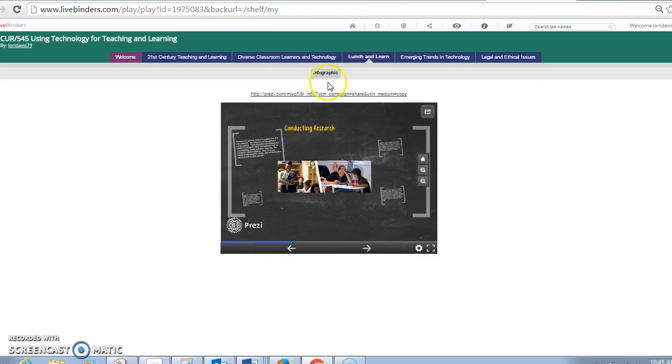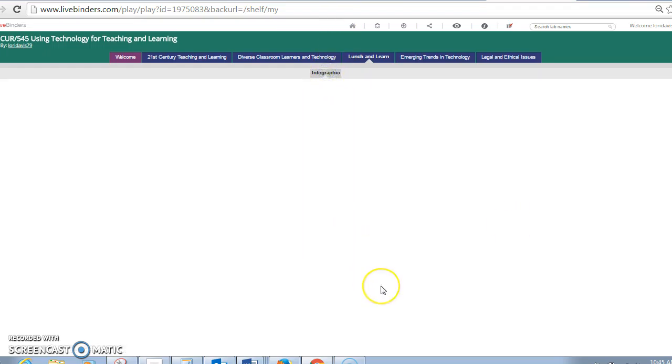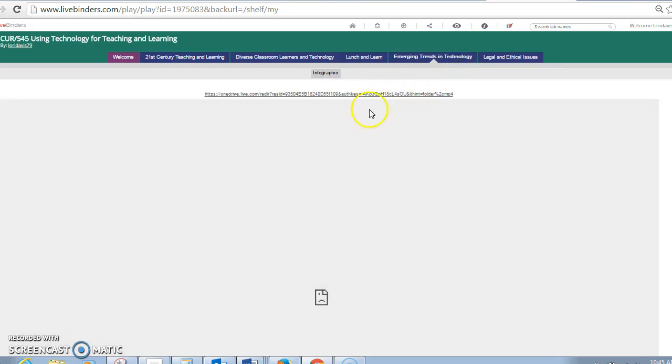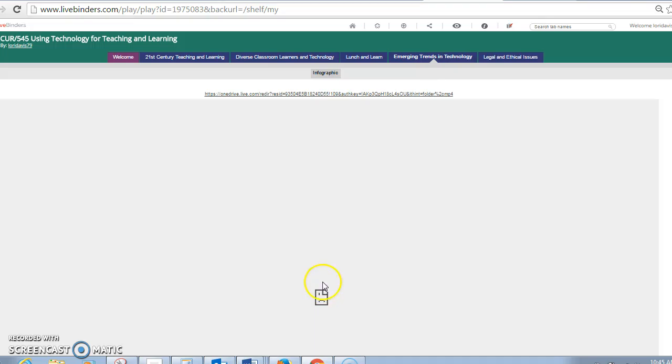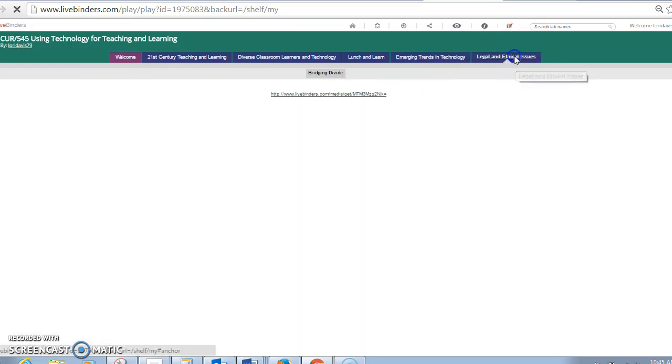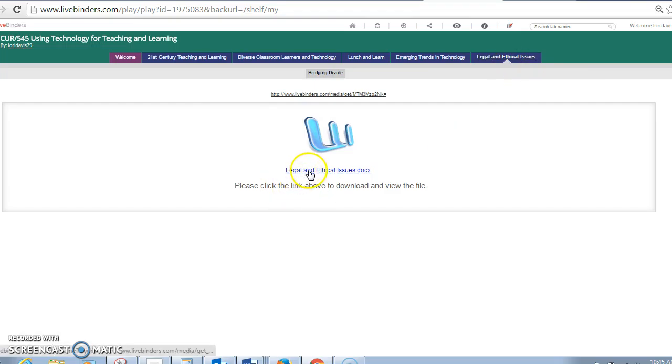The infographic was also created, and that's the sub tab. And the infographic just gives a picture of these things. The next tab is the emerging trends in technology. And the final tab is the legal and ethical issues.